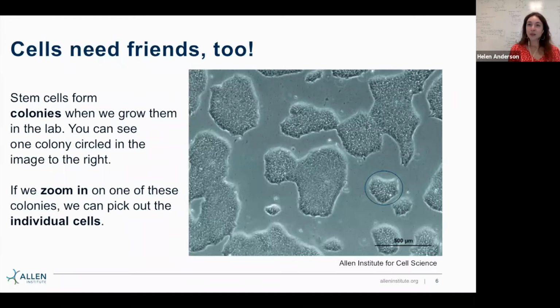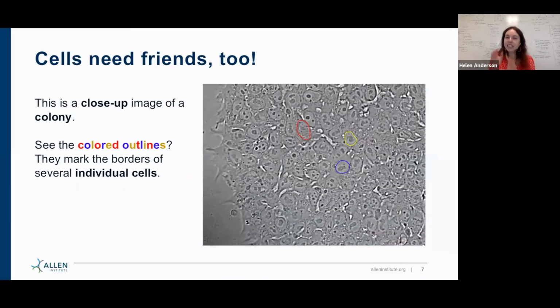As I mentioned, we use stem cells here at the Allen Institute for Cell Science, and stem cells like to grow in colonies. You can see in the image to the right that I've circled one of these colonies, but there are many different colonies in this image. If we zoom in on one of the colonies, we can even pick out individual cells within it. This is a close-up image of one of those colonies, and you can see that in red, yellow, and blue, I've outlined some of the individual cells that make up this colony.